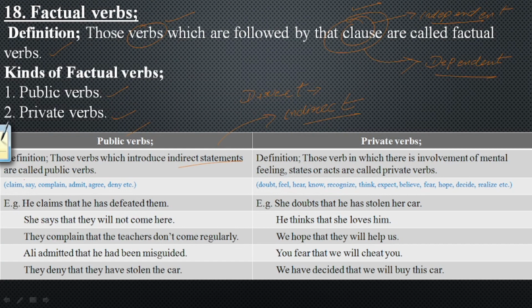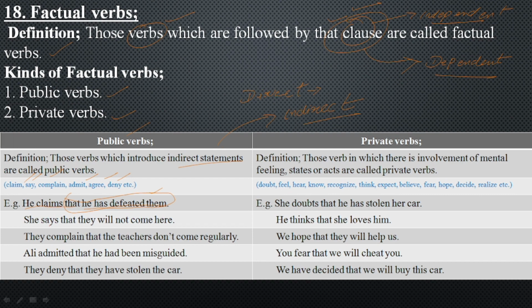What can be the examples of public verbs? Claim, say, complain, admit, agree, deny, etc. Example: he claims that he has defeated them. Here "he claims" is your first clause, and "that he has defeated them" is your noun clause, which is known as the that clause. The verb is followed by that clause.